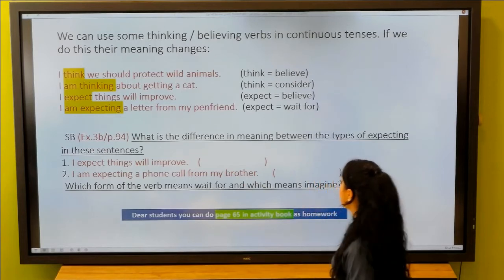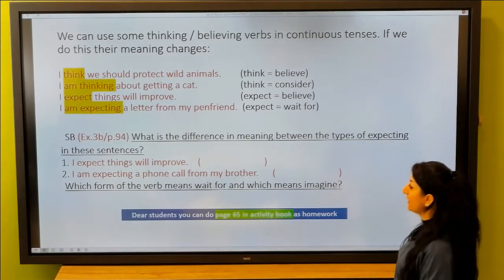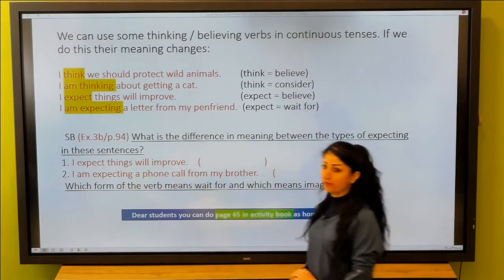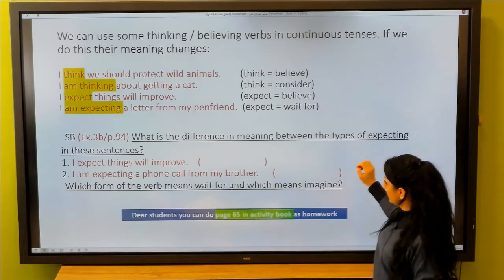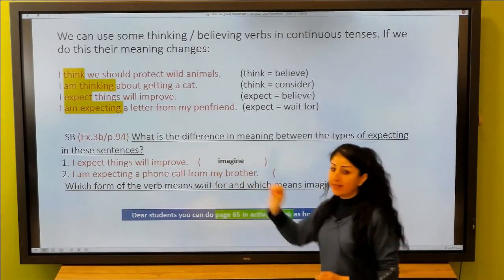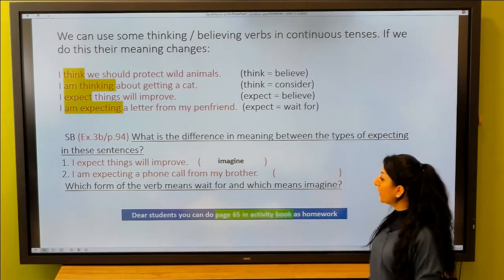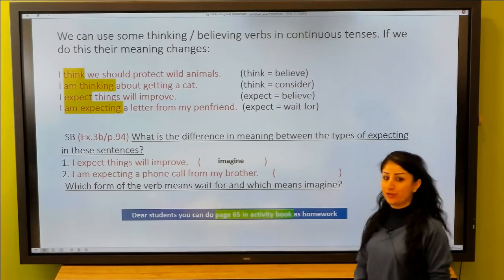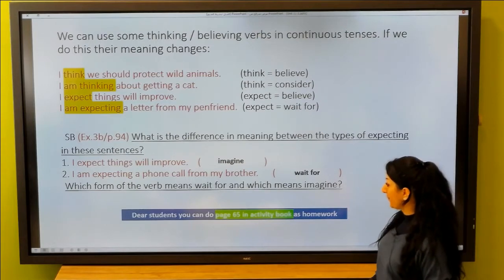What's the difference in meaning between the types of expecting in these sentences? I expect things will improve. I expect. I imagine. Okay? It's a state verb. Number 2, I'm expecting a phone call from my brother. It's I'm waiting for. Here, wait for. Okay.